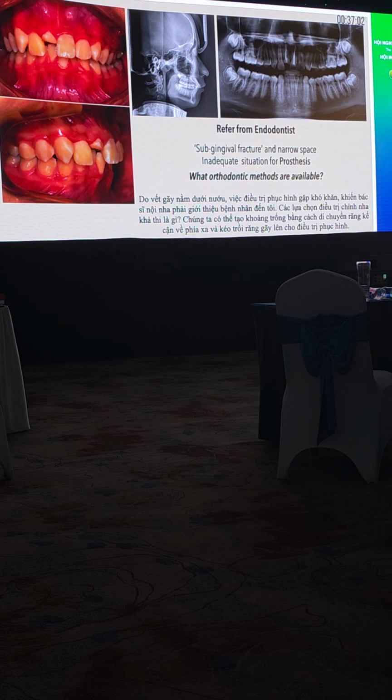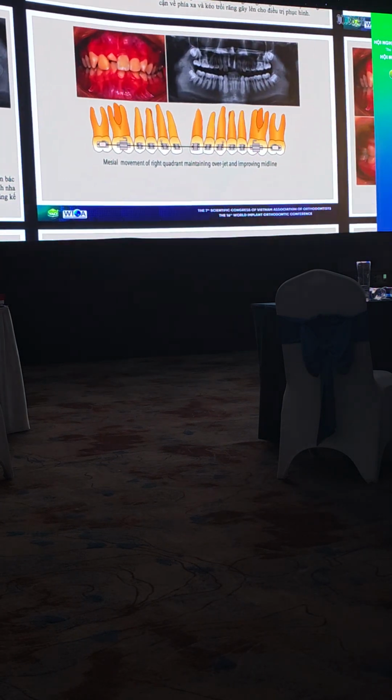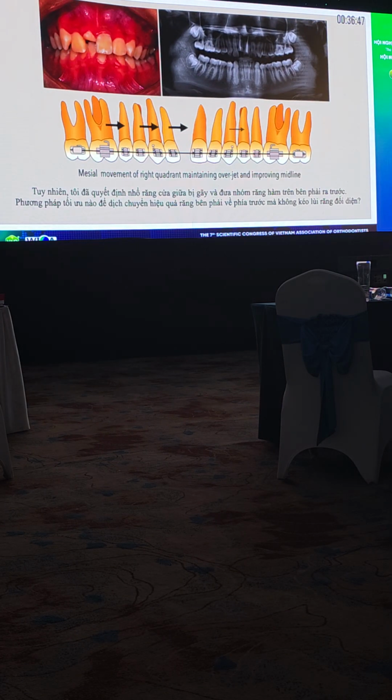What orthodontic treatment options are feasible? We can create the space by moving adjacent teeth distally and extruding the fractured tooth for prosthetic intervention. However, I decided to extract the fractured central incisor and advance the upper right dentition.